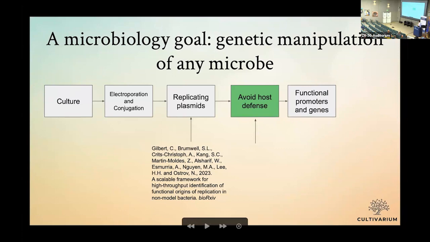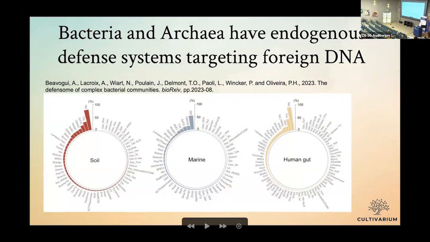There's a lot of reasons why a microbe might not be genetically tractable. A lot of things can go wrong, and so we have projects thinking about all sorts of those things that can go wrong. You can read about one of our projects on screening for replicating plasmids on bioRxiv. But today I'm going to be talking to you about a different thing that can go wrong, which is host defense rejecting your plasmid. Bacteria and archaea have natural host defense systems against foreign DNA. They don't really like foreign DNA often.